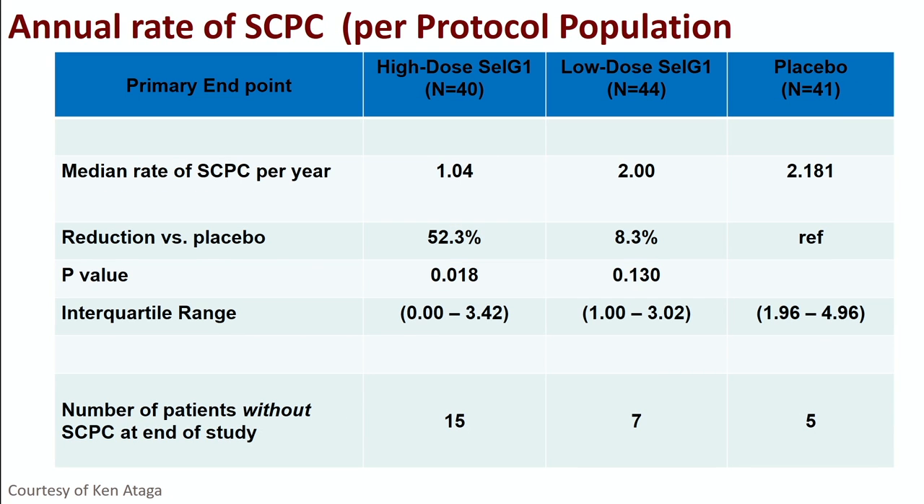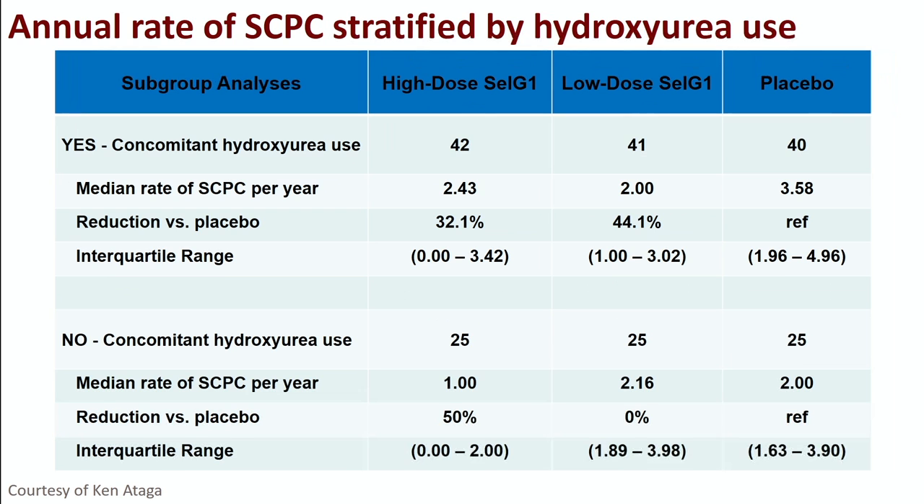In the actual per protocol, so there was a lot of switching from the medium to the high dose, the reduction in frequency of crises was much more stark in those who actually received the high dose, so over a 50% reduction in pain crises compared to placebo. When you stratify by hydroxyurea use, I think it was really interesting to see that it was a more modest reduction in frequency of pain crises, but an important one nonetheless. And then when you looked at folks that were not taking hydroxyurea at all, the high-dose arm was the only efficacious arm with a 50% reduction in pain crises compared to placebo.